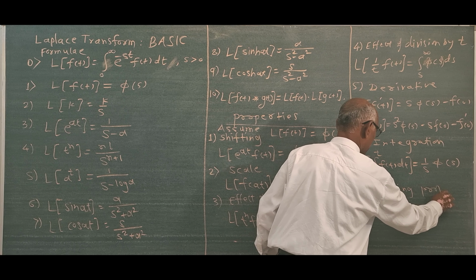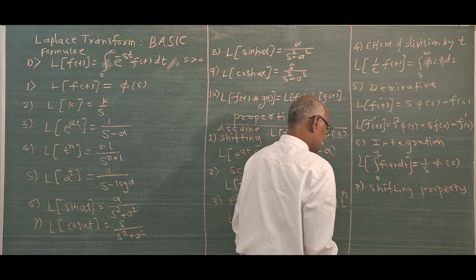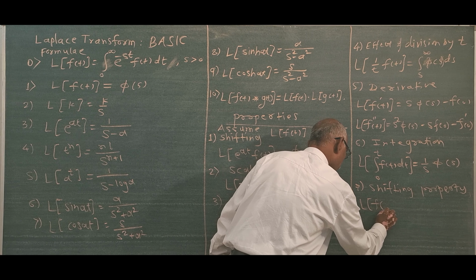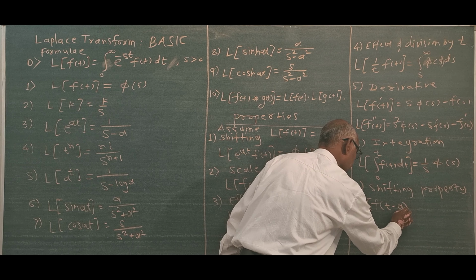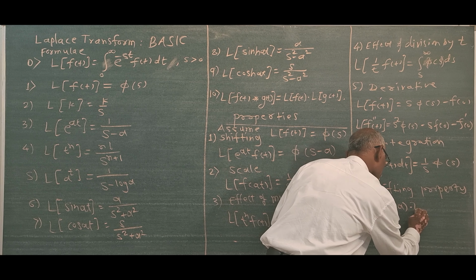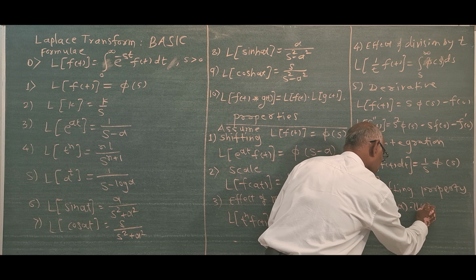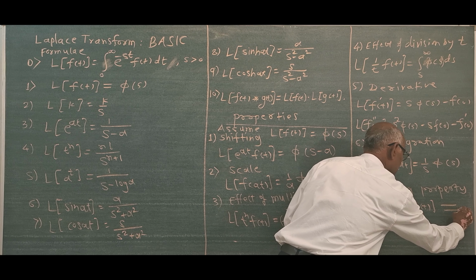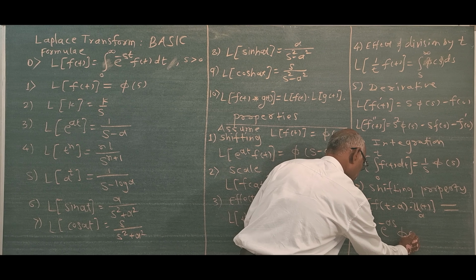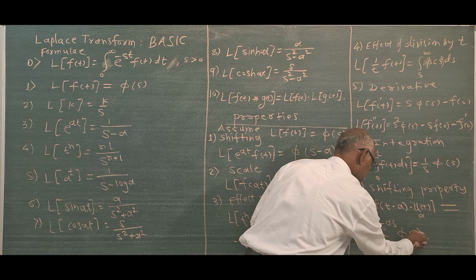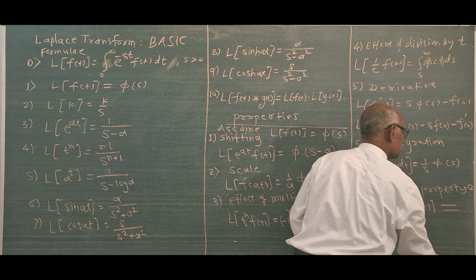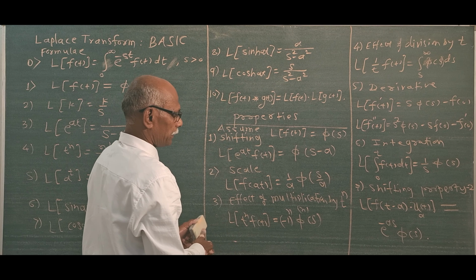Shifting property, and that shifting property is Laplace of f of t minus a times u, where u means the unit step function or Heaviside function. This equals e to the power minus as into phi s. This is called the second shifting property. This is known as shifting property number 2.